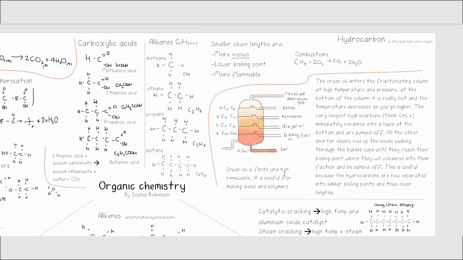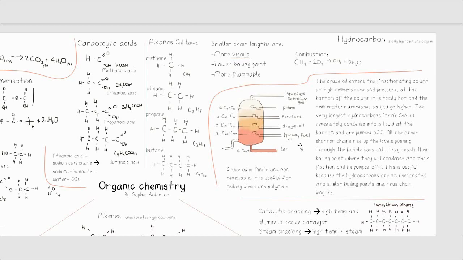Crude oil is a finite and non-renewable fuel. It is very unsustainable because it takes several million years to produce. Fractional distillation separates crude oil into its constituent alkanes. It is very likely you will be asked how fractional distillation works in your exam, so listen carefully.